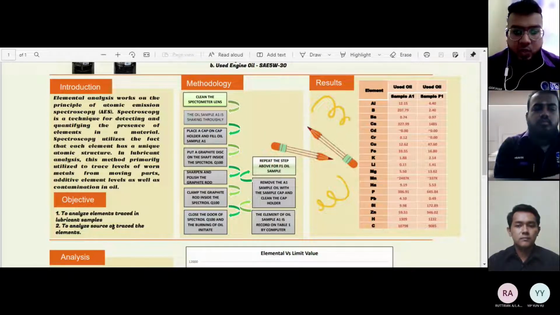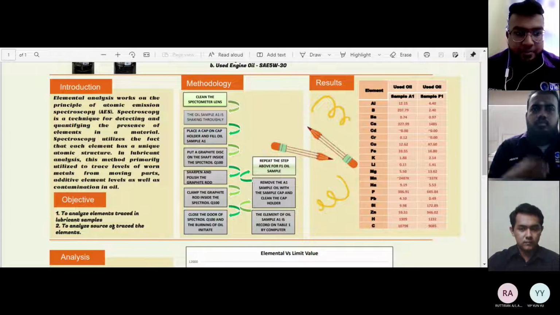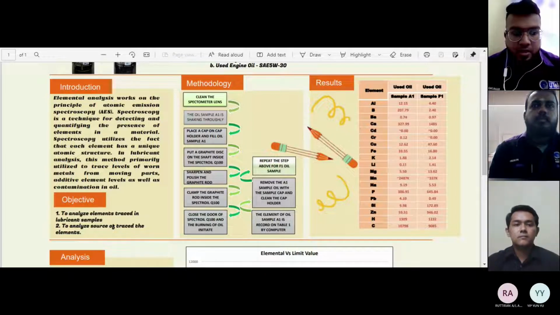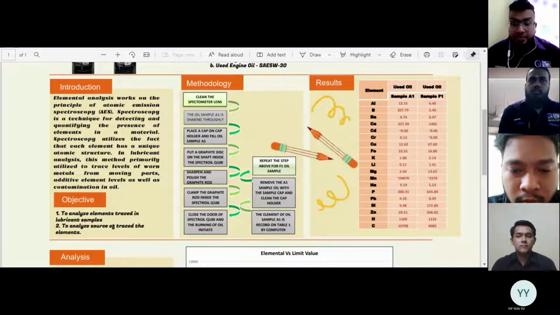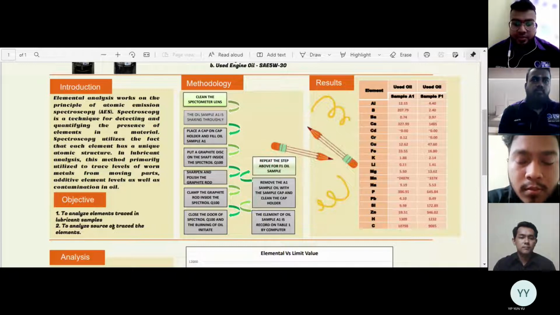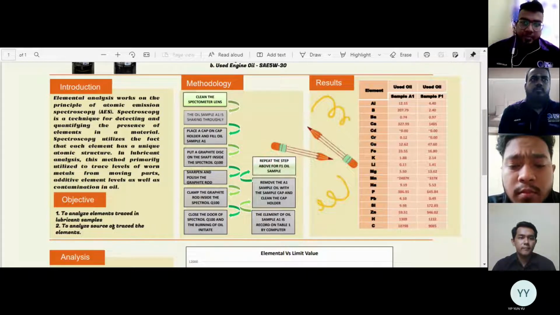Okay, now let's talk about the objective. The first objective is to analyze elements traced in lubricant samples. And the second objective is to analyze the source of the trace elements.